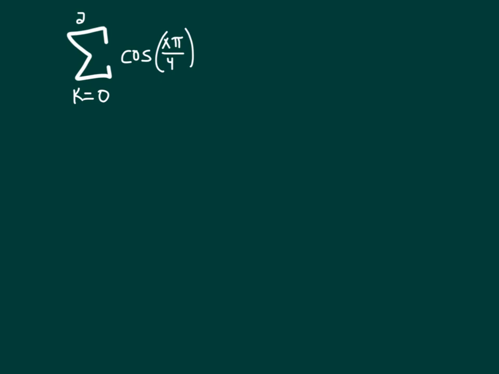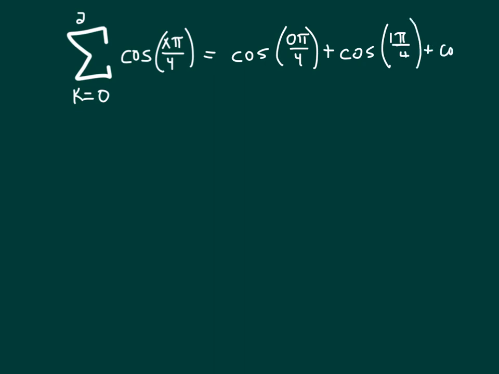Okay, let's try one more example. In this example, they want us to find the sum from where k equals 0 up until 2 of cosine of k pi over 4. All right, so we're just going to start off by plugging in a 0 for k. So this is going to be equal to cosine of 0 pi divided by 4, plus cosine of 1 pi divided by 4, plus cosine of 2 pi divided by 4.